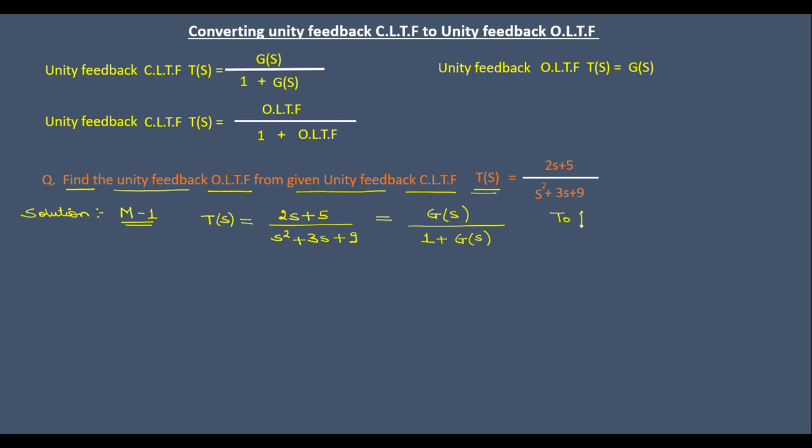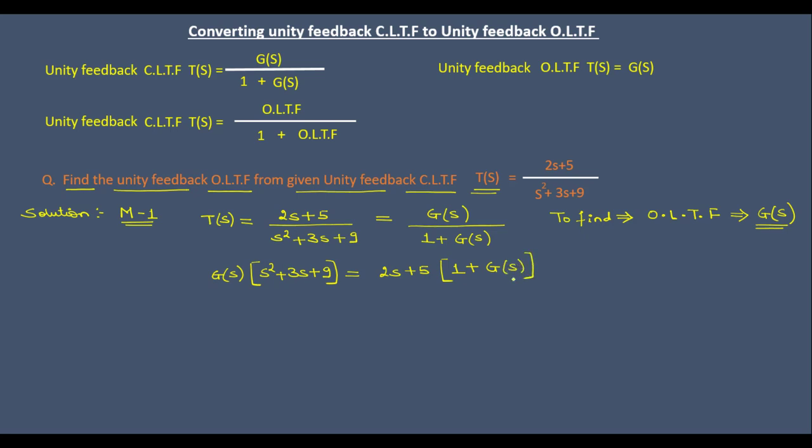Here we are finding the unity feedback open loop transfer function, which is nothing but G of S. So we are interested in finding the value of G of S. From this equation, you can simply cross multiply, and you get G of S in bracket S square plus 3S plus 9 is equal to 2S plus 5 in bracket 1 plus G of S.